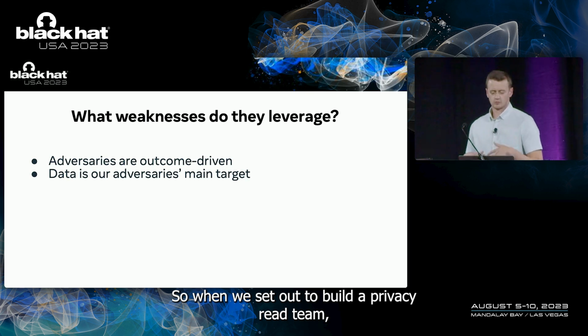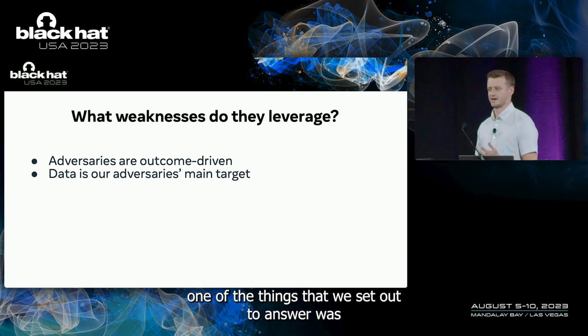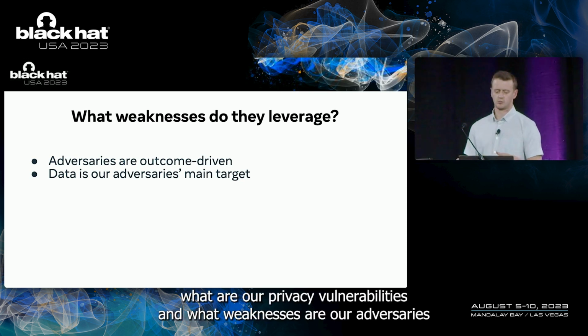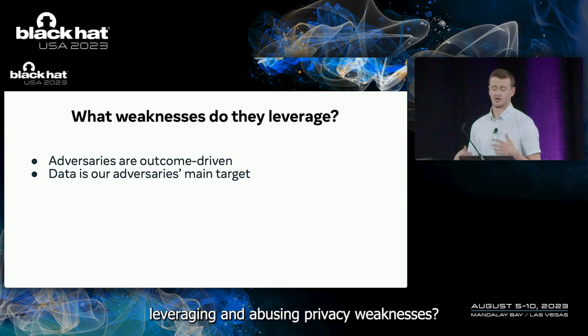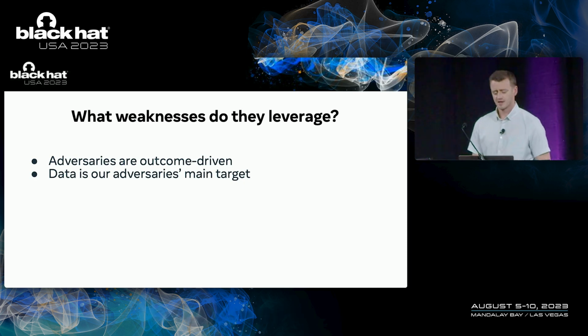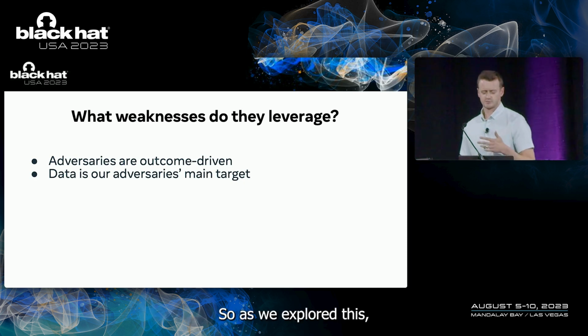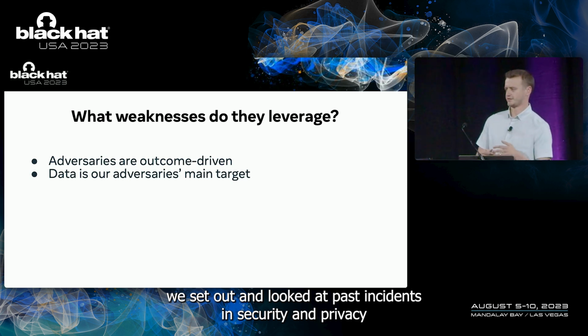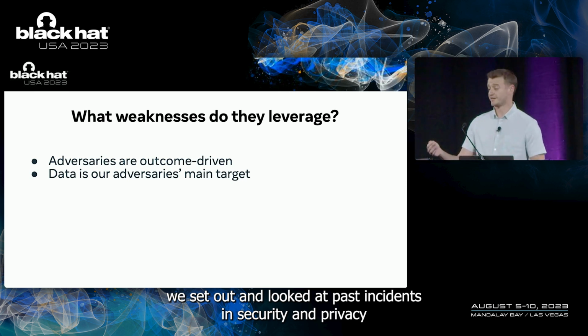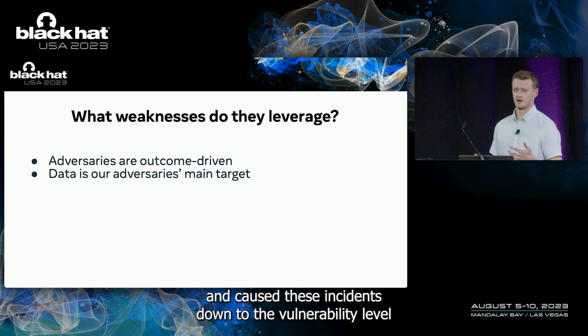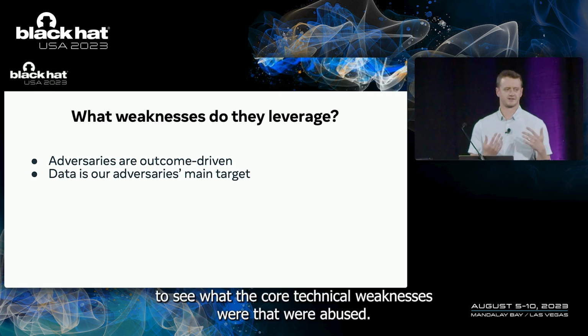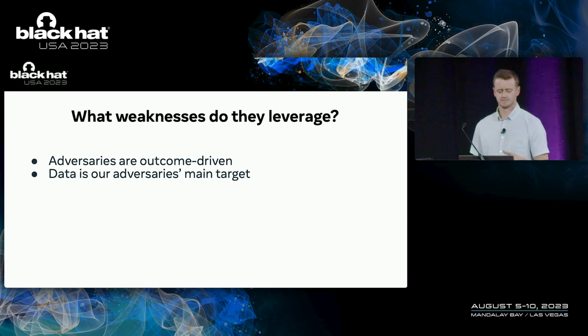So when we set out to build a privacy red team, one of the things that we set out to answer was, what are our privacy vulnerabilities, and what weaknesses are our adversaries leveraging in abusing privacy weaknesses? So as we explored this, we looked at past incidents in security and privacy, and root caused these incidents down to the vulnerability level to see what the core technical weaknesses were that were abused.